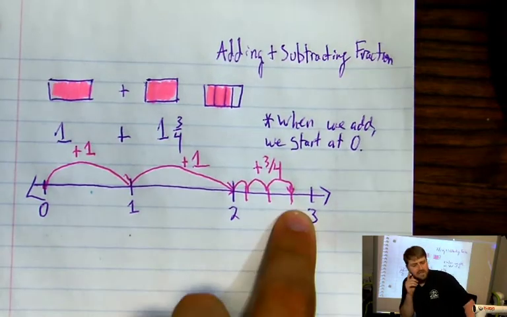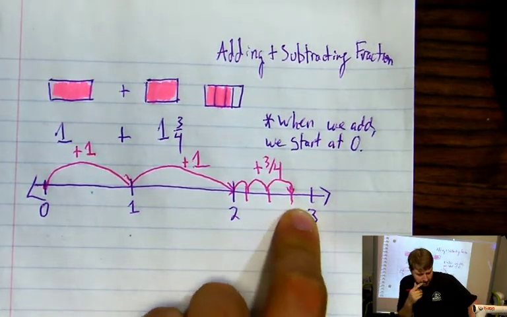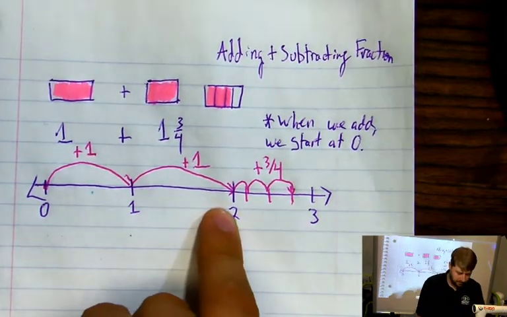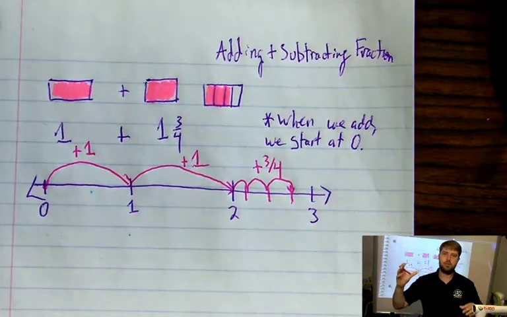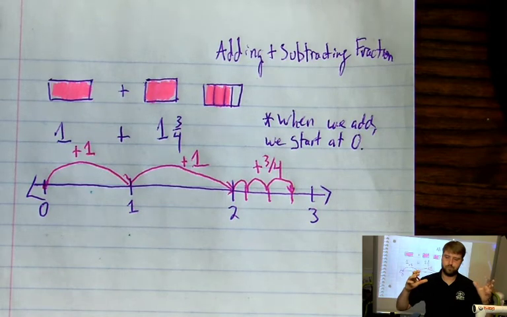But what number does this line right here represent? It doesn't represent 2. It's not on 2. It doesn't represent 3. It's not on 3. It's somewhere between 2 and 3.